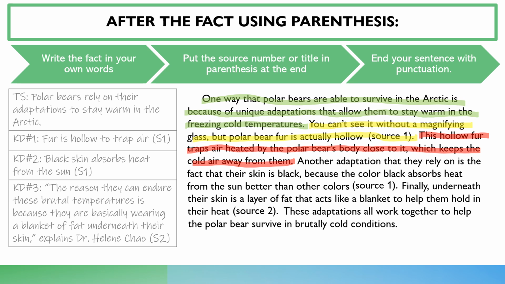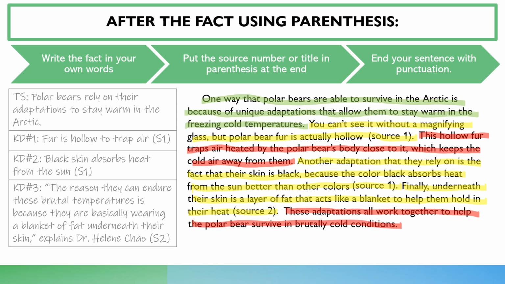Second piece of evidence. Here we go. Another adaptation that they rely on is the fact that their skin is black, because the color black absorbs heat from the sun better than other colors. Source 1. Now this paragraph doesn't have a piece of elaboration after that one because it's a longer key detail. So I'm going to launch into my third key detail. Finally, underneath their skin is a layer of fat that acts like a blanket to help them hold in their heat. Source 2. These adaptations all work together to help the polar bear survive in brutally cold conditions.